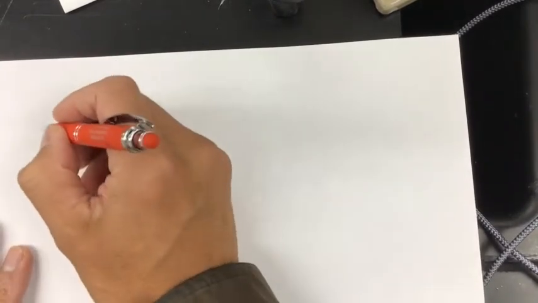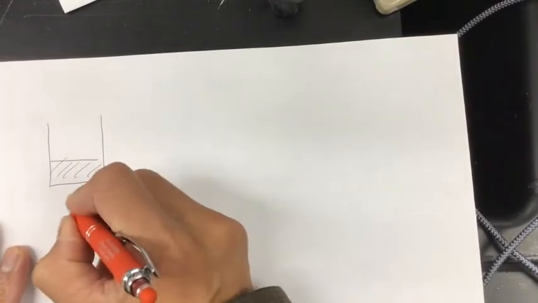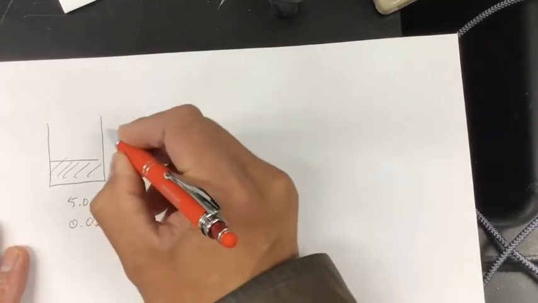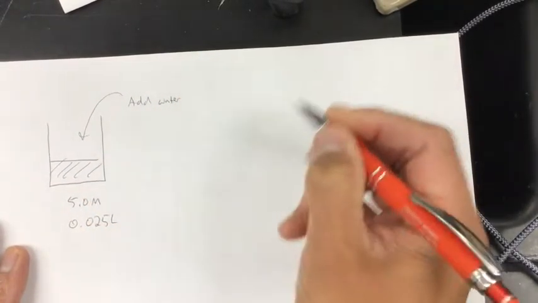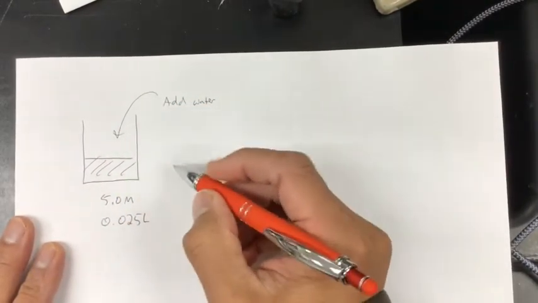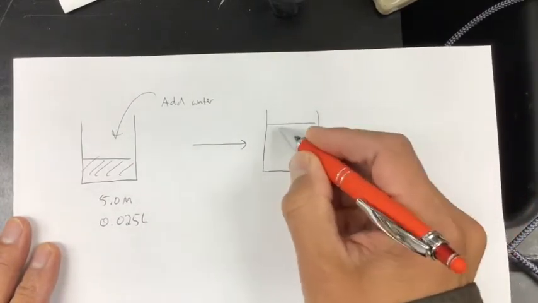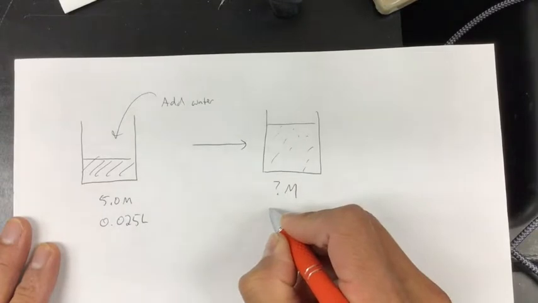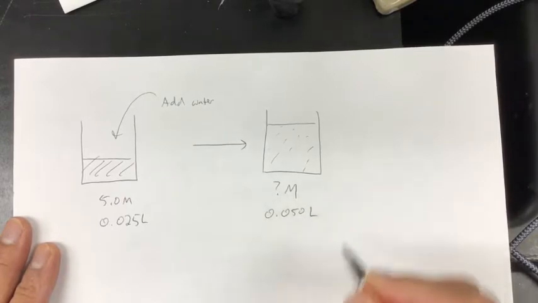So you have this beaker of blue solution, and it's 5.0 molar and 0.025 liters, and then I'm taking this and I'm adding water to it, and then it gets dilute. You have more of it, and now we have this new thing which is not as strong. So the question mark is molarity, and I have a known volume because I made it to 0.050 liters now.